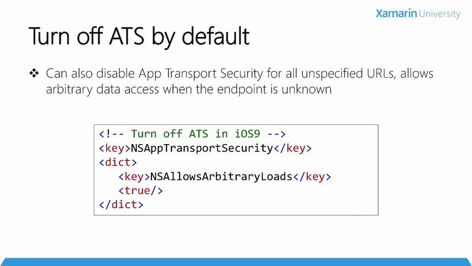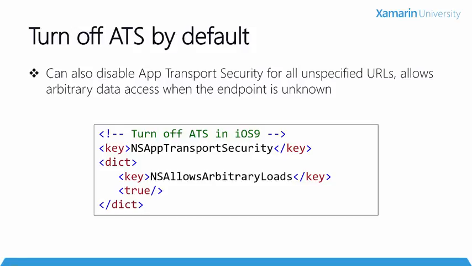Finally, you can actually turn ATS off altogether. This can be useful if you can't identify all your endpoints. For example, perhaps some of the URLs are open based upon user configuration or input. In this case, you can disable ATS for all unspecified endpoints by setting the root NSAllowsArbitraryLoads key and setting the value to true.